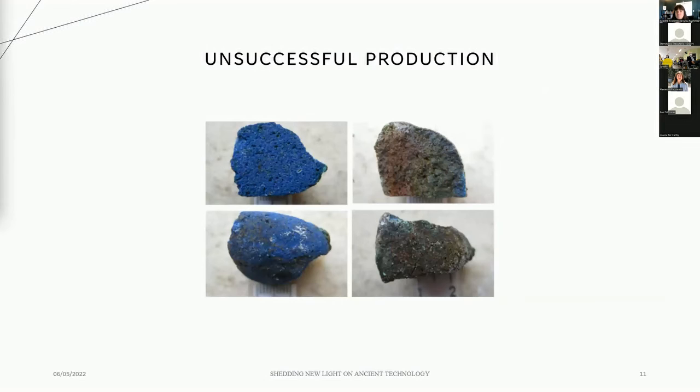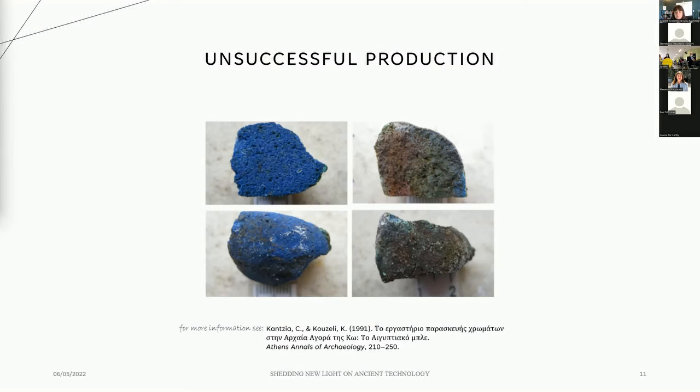So we have these people that we know now actually had high technical and chemical knowledge, let's say, working in the 1st century BCE. And they knew how to produce Egyptian blue, but at the same time, we have about 1/4 of the pellets that have this outcome, which we call unsuccessful production.